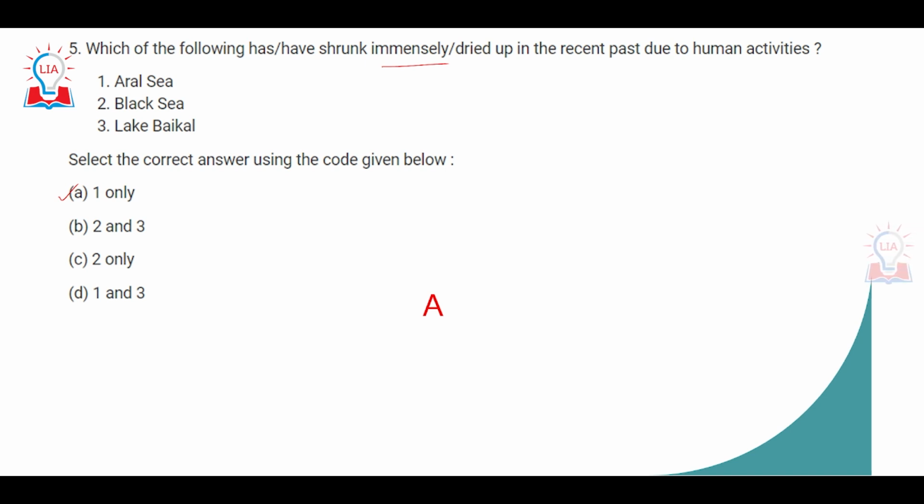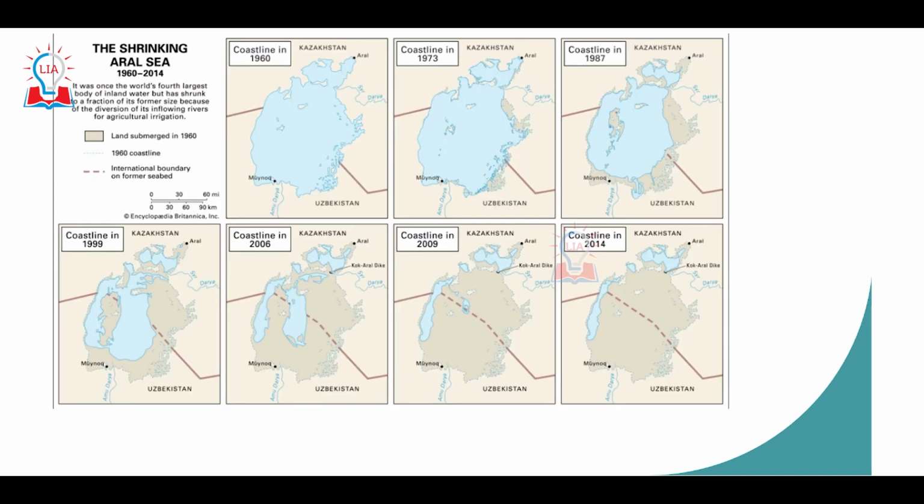Lake Baikal is also drying sometimes, but it does not have a similar kind of shrinking as in the case of Aral Sea. Lake Baikal sometimes dries up and sometimes the water volume increases. So it has a fluctuation in the water availability. So the correct answer is A, only Aral Sea.